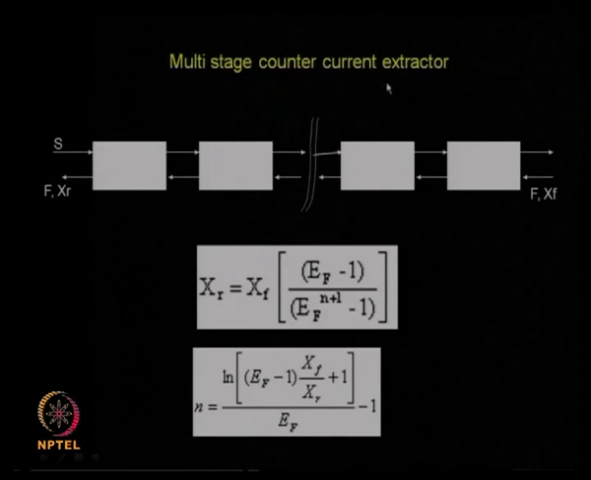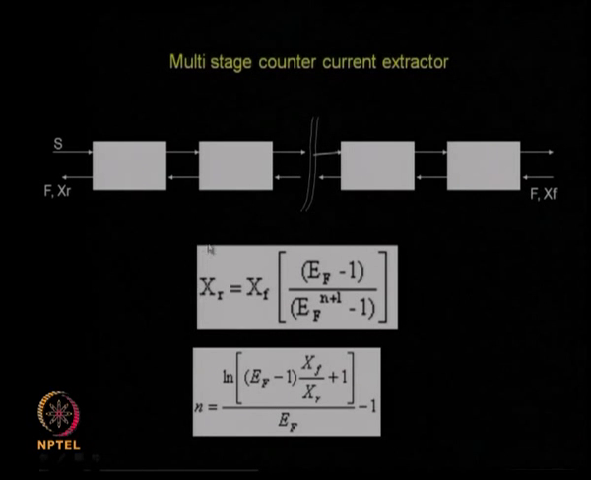This is a multi-stage counter current extraction. That means the solvent is flowing in one direction, your feed or the heavies is flowing in another direction. That is why it is called a counter current. The solvent when it is entering is devoid of any solute. So the concentration of solute in the solvent layer is 0. Now feed is entering at a solute concentration of XF and the raffinate that is leaving on the other end has a concentration of XR.